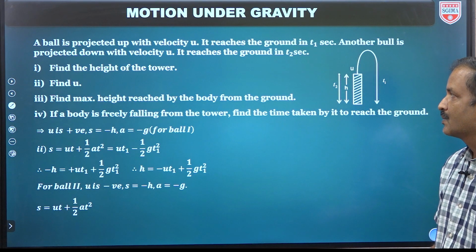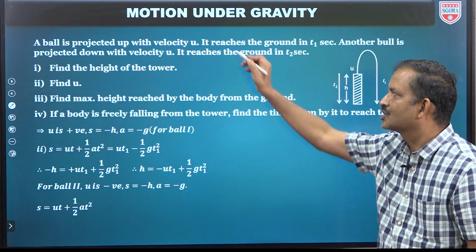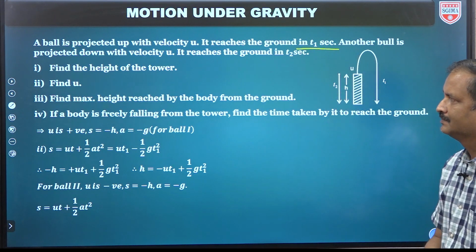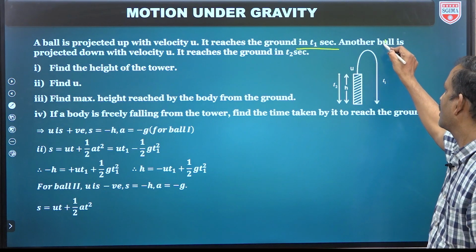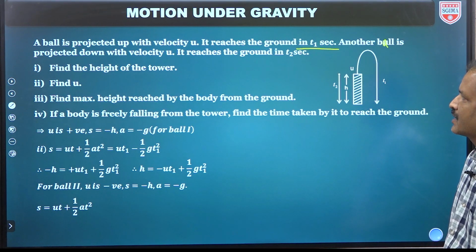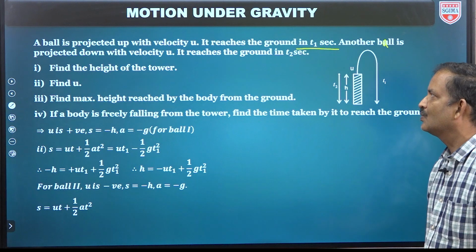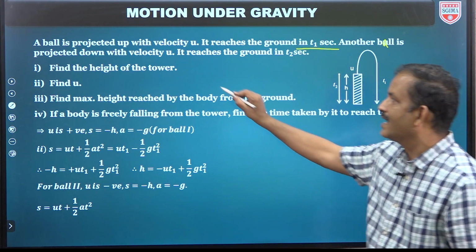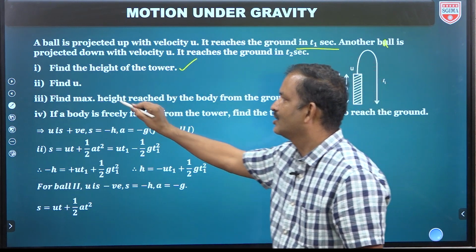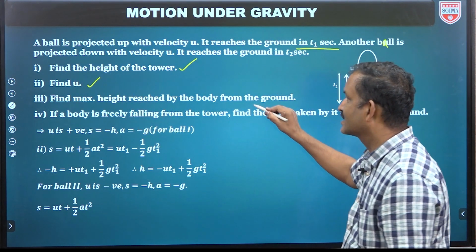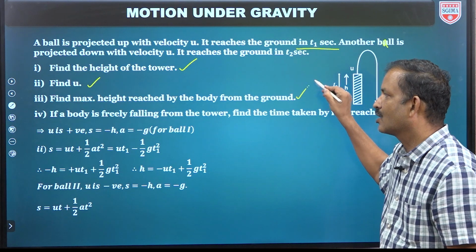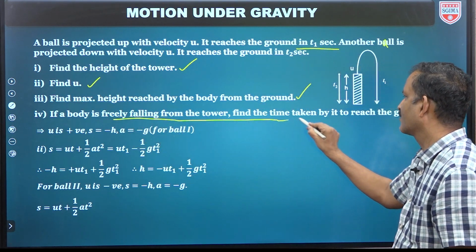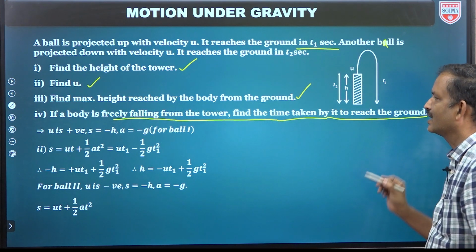A ball is projected up with velocity u. It reaches the ground in t1 seconds. Another ball is projected down with velocity u. It reaches the ground in t2 seconds. Find the height of the tower. Find the u. Find the maximum height reached by the body from the ground. If body is freely falling from the tower, find the time taken by it to reach the ground.